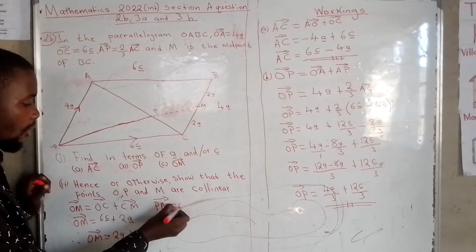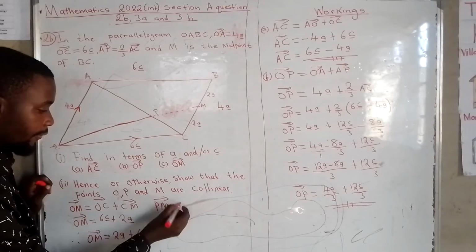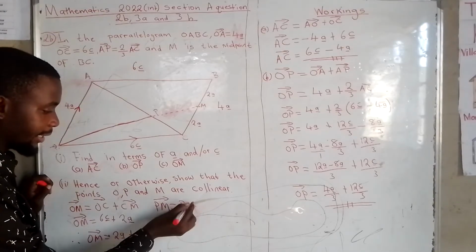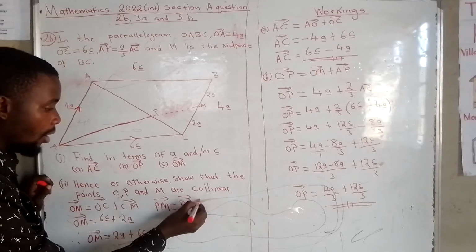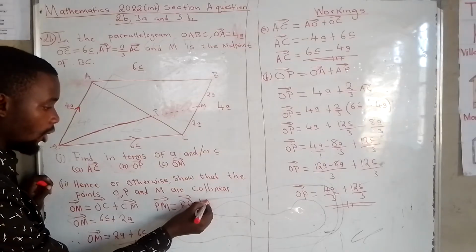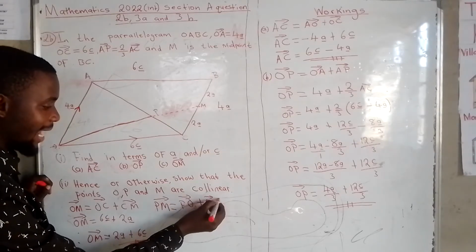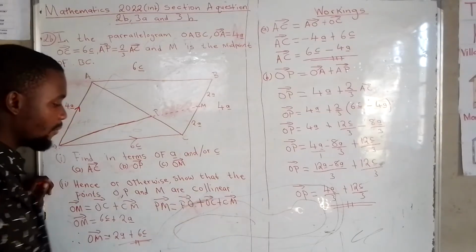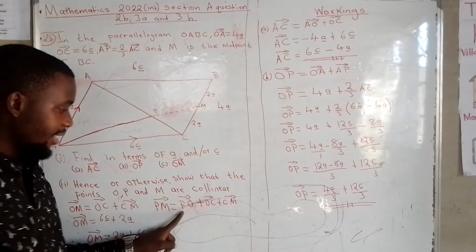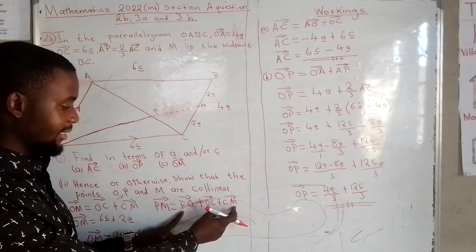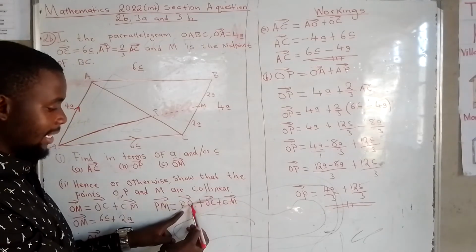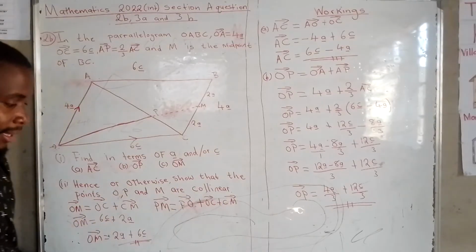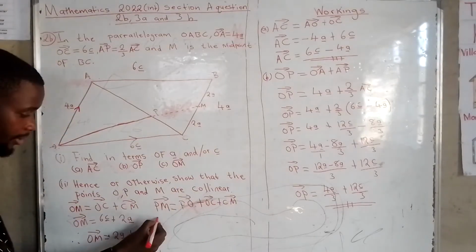So I'm going to say PM. We're going to move from P to O, take note, from P to O, plus from O to C, plus from C to M, which means I've moved from P to M. And you can see that the last letter becomes the first letter in the next one. So let's find that one. I'm going to say PM.